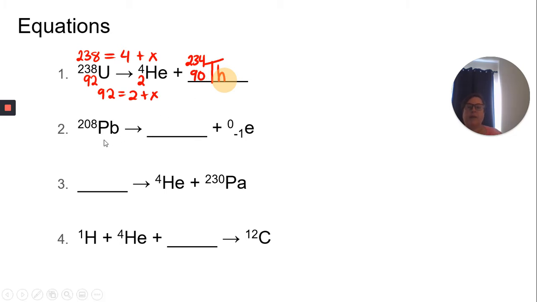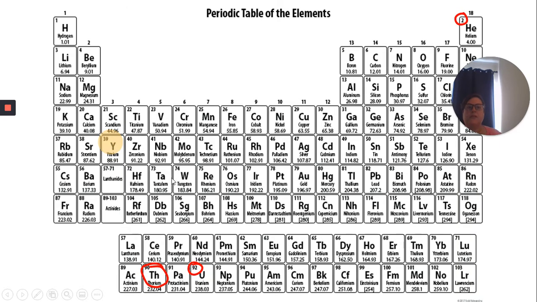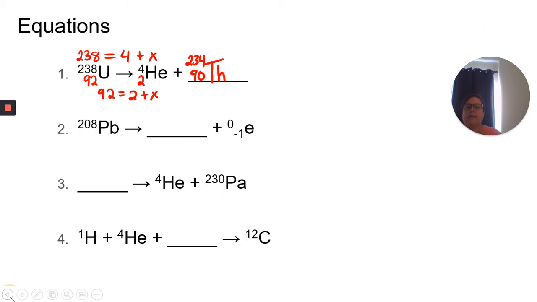All right, for the second problem, again, you're using that mass number on the top, atomic number on the bottom. So we first need to find out what the atomic number of lead is. So we go to the periodic table and we search for lead. It's right here. It's number 82. So we can go back and fill in 82.